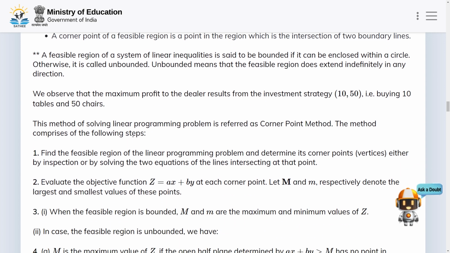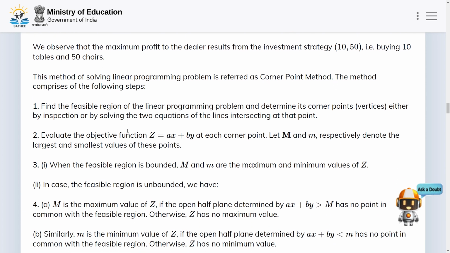Okay, clear? So the answer to the above optimal problem was buying 10 tables and 50 chairs. This method of solving linear programming is referred to as the corner point method, and the method comprises the following steps. Let me just once again go through the corner point method.